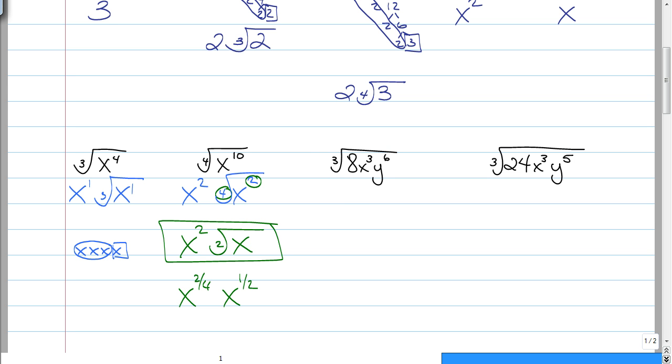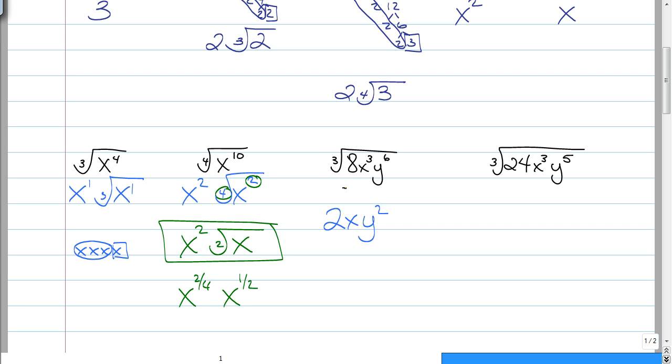Number 3 in this row. The cube root of 8 we know is 2. The cube root of x cubed is x. The cube root of y to the 6th is y squared, because again, 3 goes into 3 once and 3 goes into 6 twice. Neither of them have a remainder. Do not ask yourself how many times 3 goes into 8, because, well, 8's not an exponent, it's an actual number.